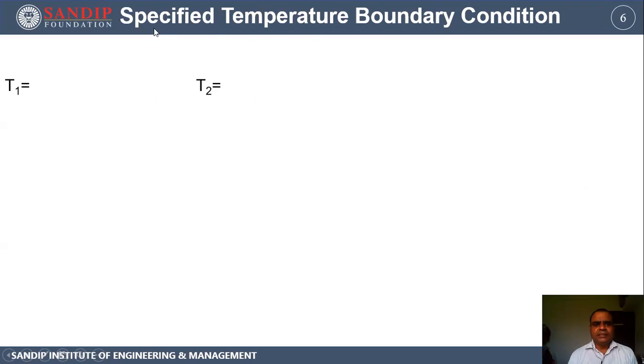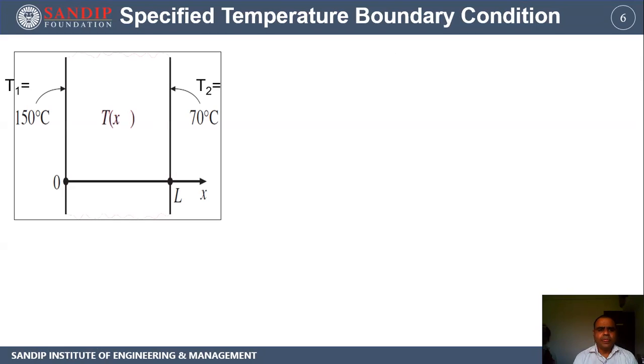The first boundary condition is the specified temperature boundary condition, which can be considered the simplest possible of all the boundary conditions. Let us consider an object with locations at x equal to 0 and x equal to L. If we have the values of temperature with us, we can measure the temperature directly. Say at x equal to 0, the temperature is T1, and it was measured and found to be 150 degrees Celsius. Similarly, at x equal to L, the temperature is designated as T2, and it was measured and found to be 70 degrees Celsius.